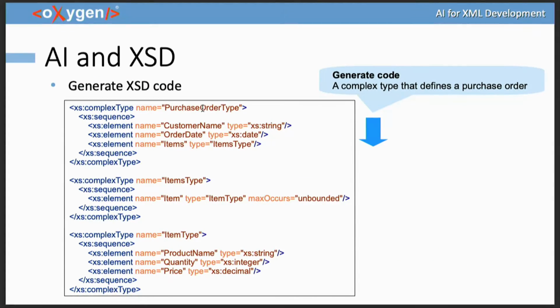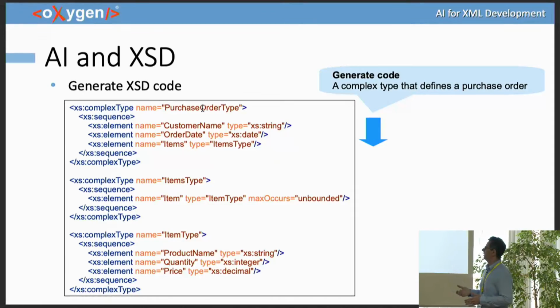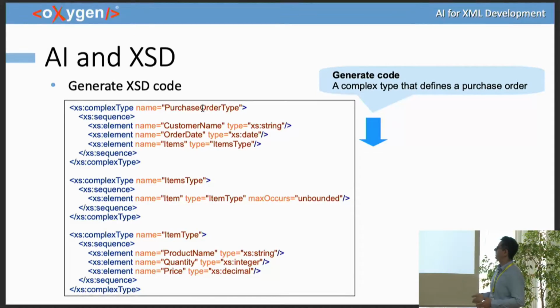Another example is with XSD. So you can generate schemas. You can generate a schema just starting from a description. Like here you can say you want a purchase order, and it will generate a complex type, it will generate the elements, the references between the types.